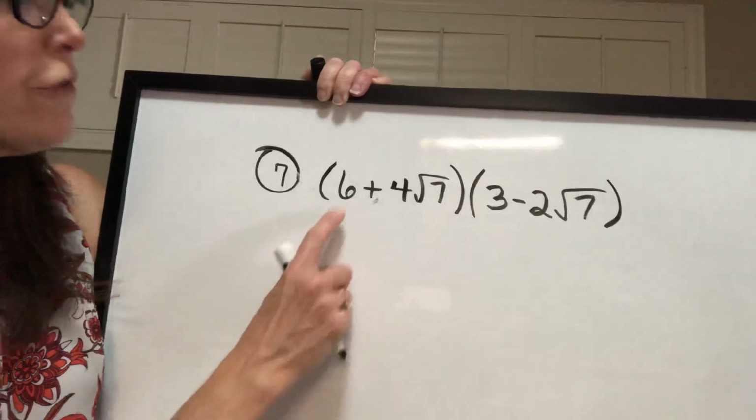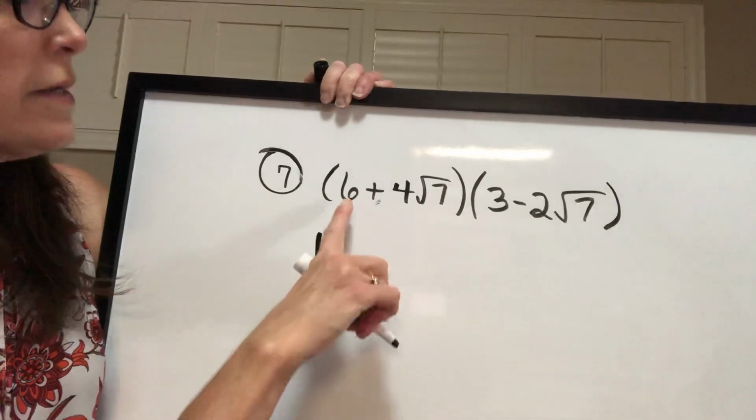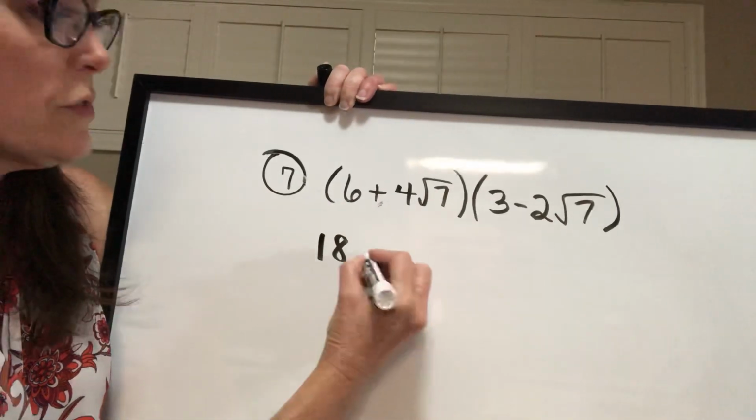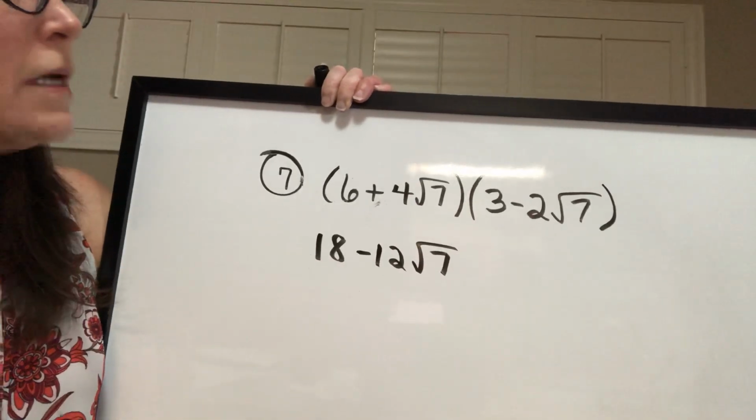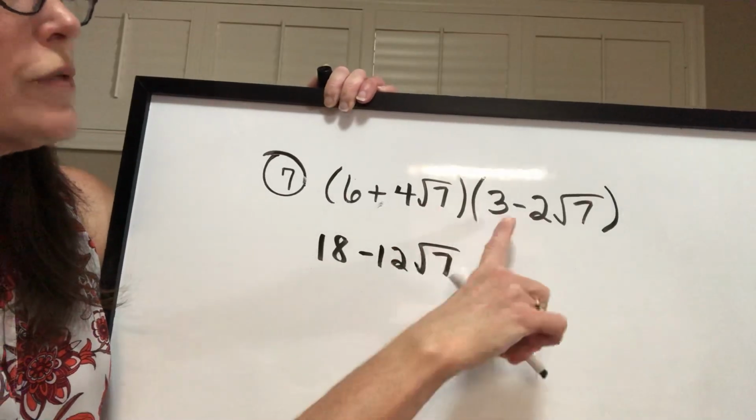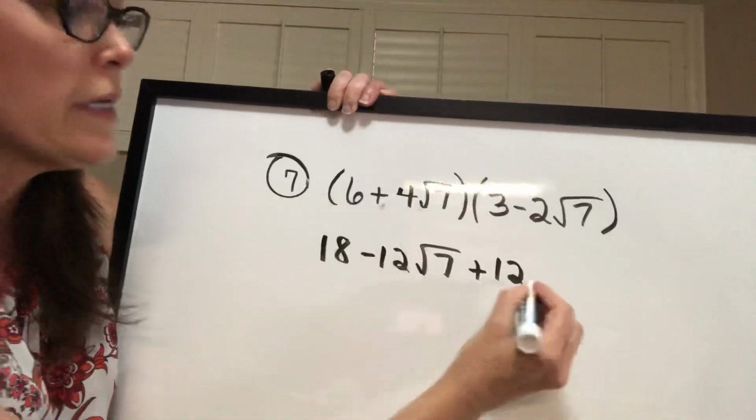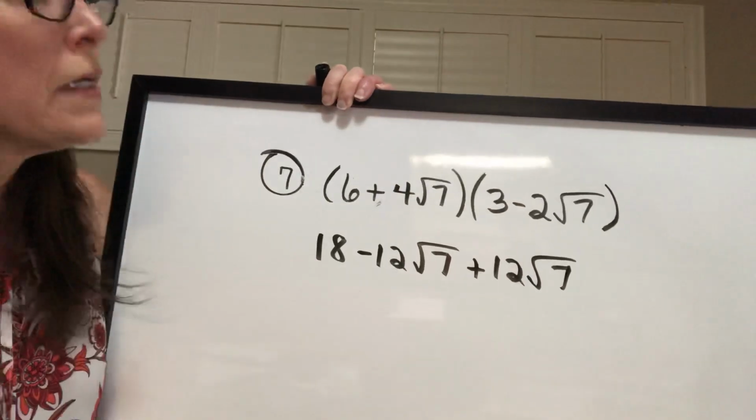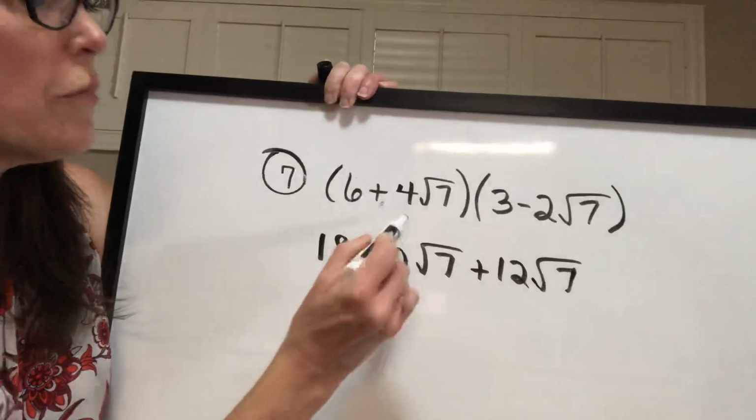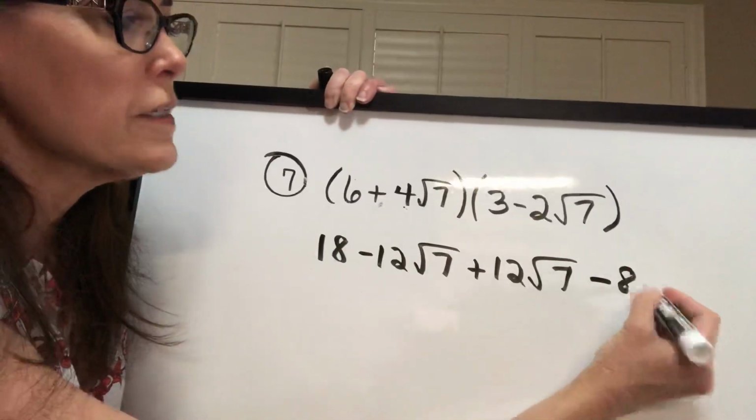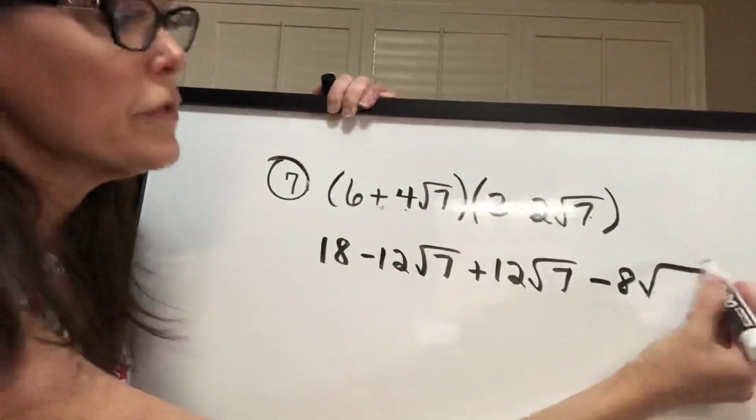So if you were to do the first, that would be 6 times 3, that's 18. If you were to do the outside, you would multiply the 6 with the negative 2, so that would be negative 12, but you would keep the square root of 7 the same. On the inside, when you multiply 4 square root of 7 by 3, you would multiply 4 times 3, so that would be 12, and then you would keep the square root of 7 the same. Now when you do the last part, 4 square root of 7 times negative 2 square root of 7, you would multiply the 4 with the negative 2, so that would be negative 8. And then this time you will need to multiply the radicals. So 7 times 7 would be 49.